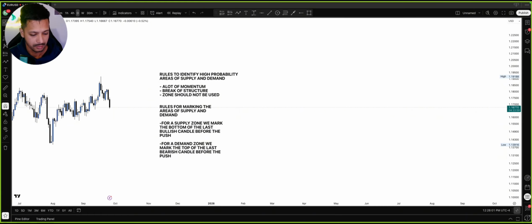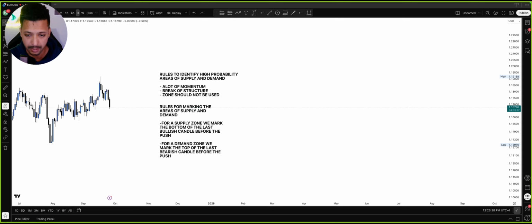All right, guys. So when you talk about supply and demand, you're going to find them in every single form. You're going to find them all the way down from the M1 time frame all the way up to the monthly time frame, and they're everywhere throughout the charts. Now, our job as traders is to go and identify only the highest probability areas that we can use in line with our lower time frame to get some really, really good trades.